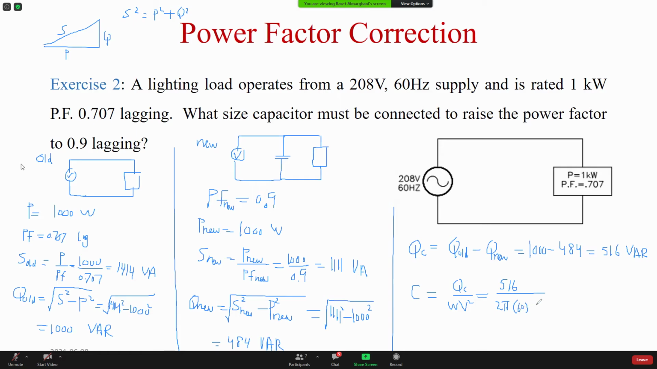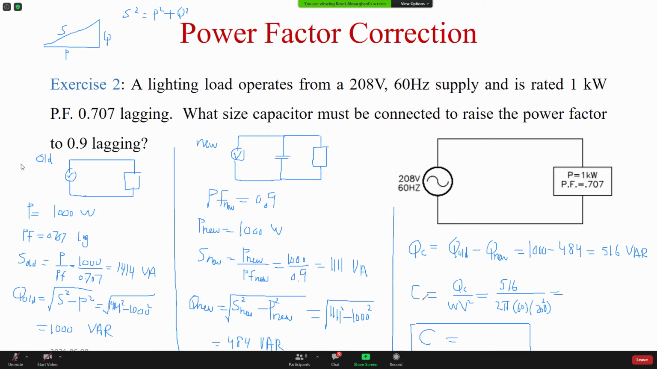I don't know why I'm using frequency 60. Frequency here is 50, where I'm still using the Canadian frequency. In my mind it's always the frequency 60. Why is it 208 squared? So whatever you get is your capacitor, and this is the answer for this question.